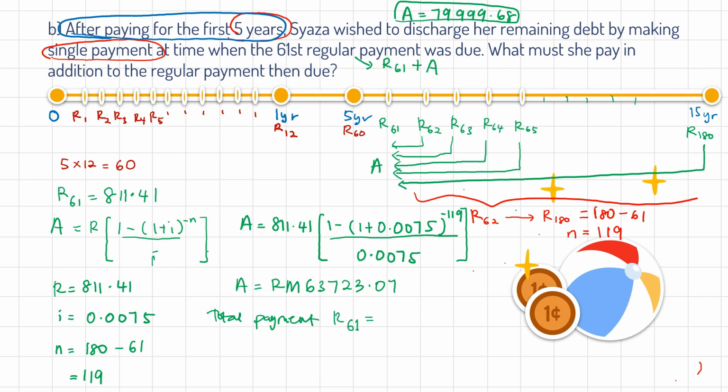Therefore, the total payment that she needs to pay on R61st in order to settle her debt will be equal to 811 and 41 cents plus the additional amount 63,723 and 7 cents. And the total payment at R61 is equal to RM 64,534 and 48 cents. So this will be the total payment that she needs to pay on the R61st in order to settle her loan, which means that she doesn't have any outstanding payment.